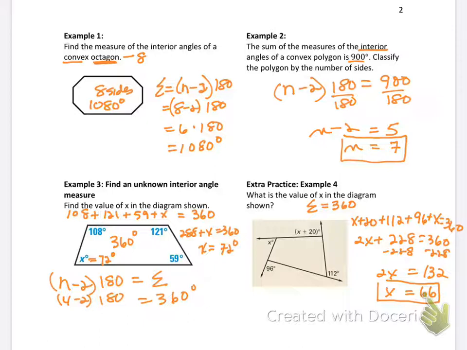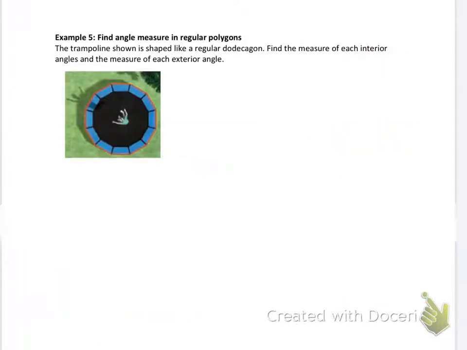Okay, let's go on and look at example 5. Example 5 says, find angle measure in regular polygon. Okay, so regular polygon. Number one thing to notice, that means that all the angles and all the sides are equal. The trampoline shown is shaped like a regular dodecagon. How many sides are in a dodecagon? 12. Okay, so you're going to need to have this in your vocabulary as well. So there's 12 sides in a dodecagon. Find the measure of each interior angle and the measure of each exterior angle.